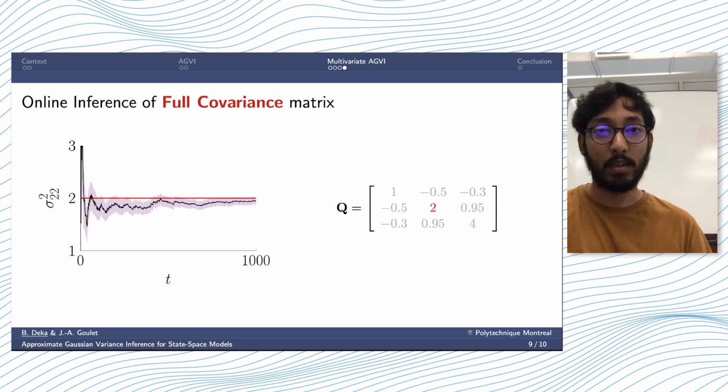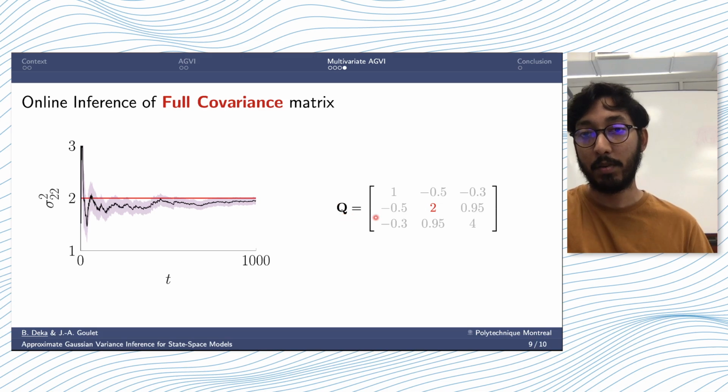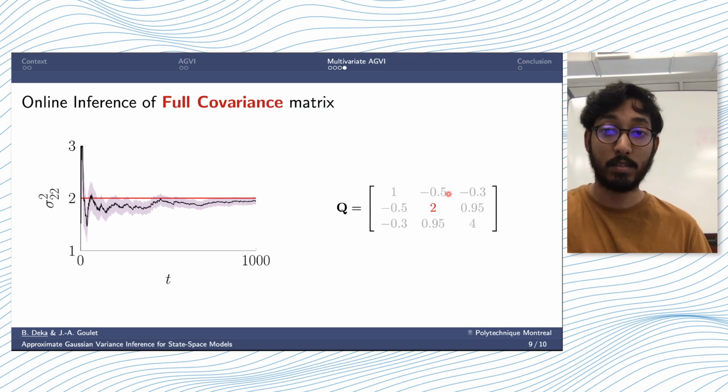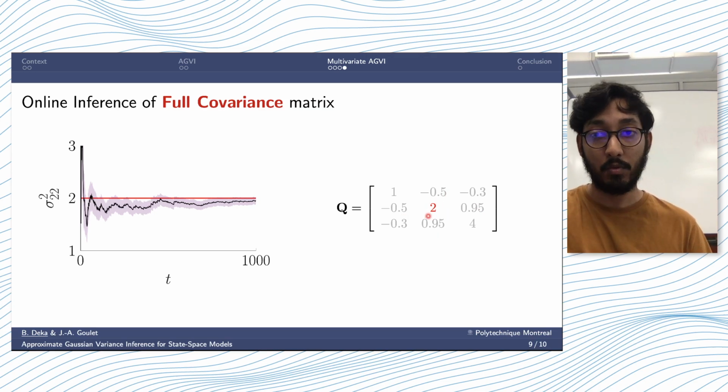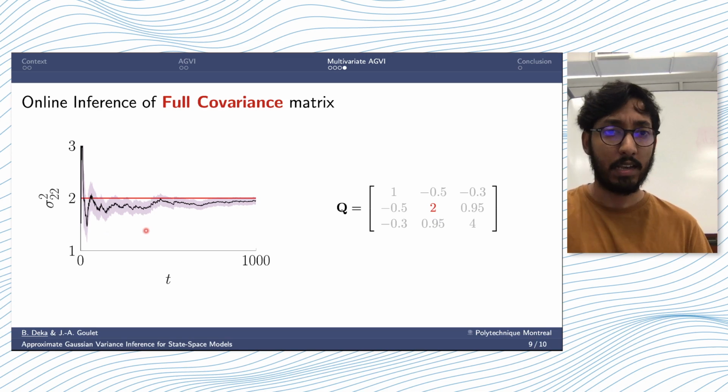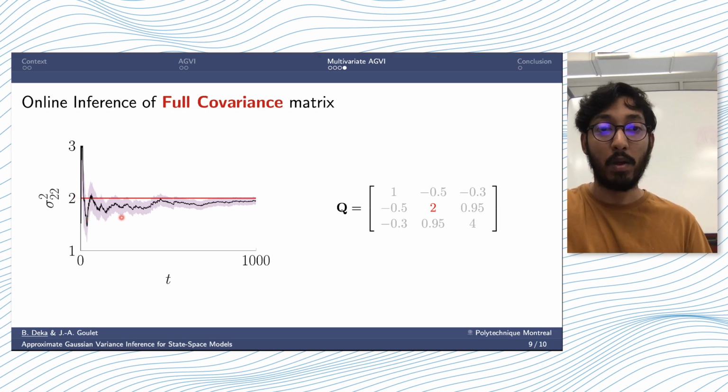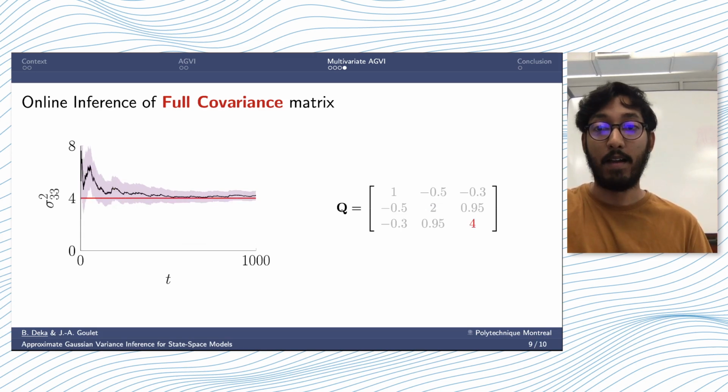Let's take a quick example for the full covariance matrix. For example, if I take an example of the Q matrix to be something like this, so these are the variance terms and we have the off-diagonal covariance terms. So now we are inferring this term over here, the variance term, which is 2. So on the left figure, the true value is shown by the red line, the black line shows our estimation, and the violet region shows the uncertainty bound. Now we can see that starting from some vague prior knowledge, we were able to retrieve the correct value. Similarly, I can repeat this experiment for another variance term, and we can see the same phenomenon.